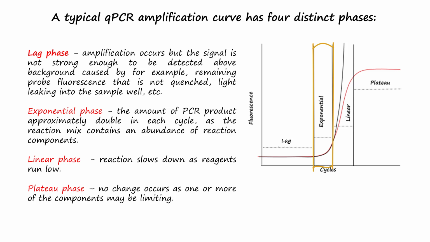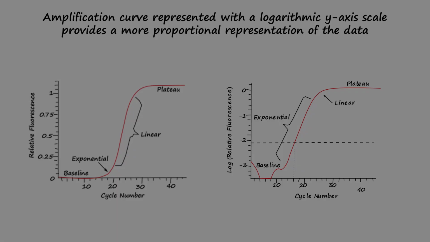During the exponential phase, the amount of PCR product approximately doubles in each cycle as the reaction mix contains abundant reaction components. During the linear phase, the reaction slows down as reagents run low. During the plateau phase, no change occurs as one or more components may be limiting.